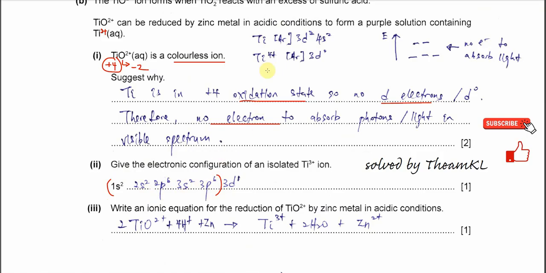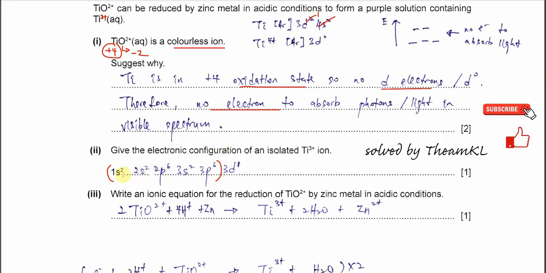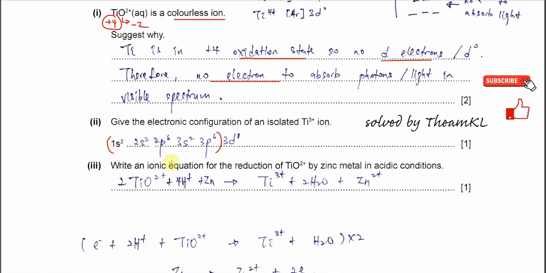Because it's titanium 3 positive, it means 3 electrons removed: 2 electrons removed from 4s, and 1 electron removed from 3d, so it becomes 3d1. Therefore it is 1s2, 2s2, 2p6, 3s2, 3p6, 3d1.